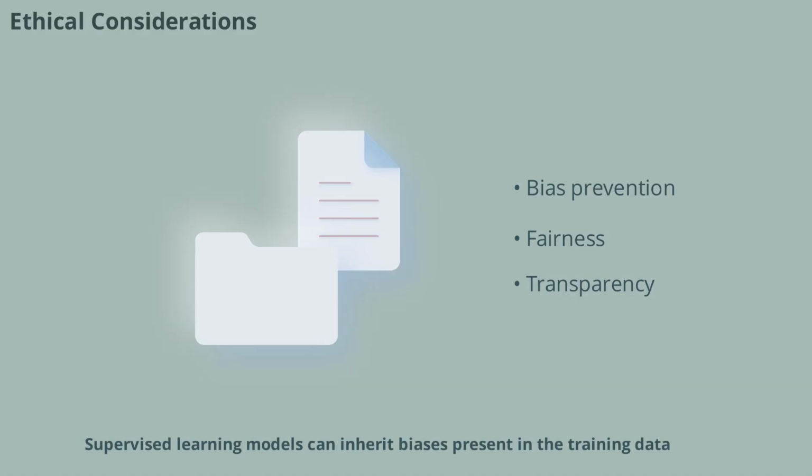Supervised learning models can inherit biases present in the training data. It's important to ensure that data is representative and free from discrimination. Ethical considerations include fairness, transparency, and accountability, especially when models are used in sensitive areas like hiring or law enforcement.